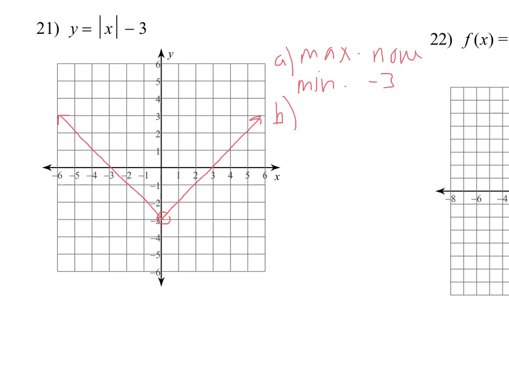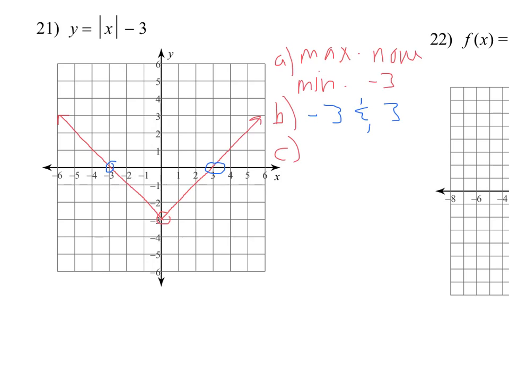The next question is, what are the zeros? Well, zeros are one way of asking for x-intercepts. So what are the x-intercepts? In other words, where does our graph cross the x-axis? It crosses it at 2 points. So we would say the zeros, or x-intercepts, are -3 and +3.